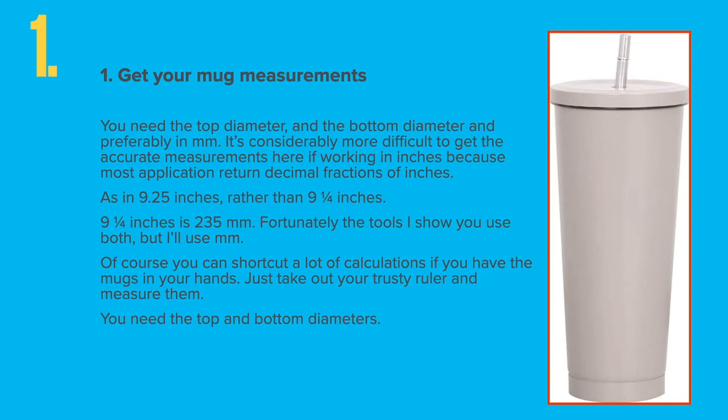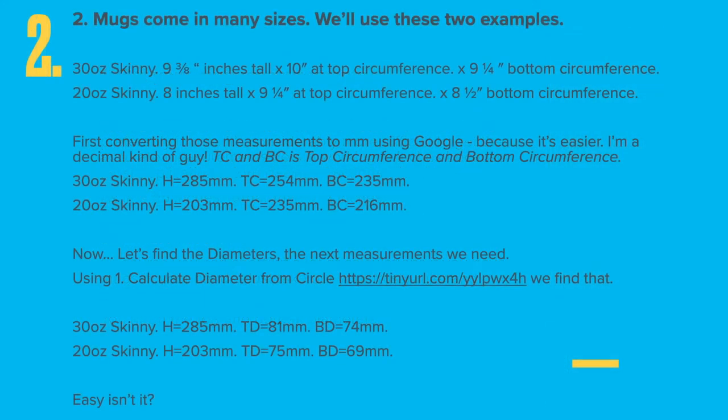Of course, as I say, you can shortcut a lot of calculations. If you have the mugs in your hands, just take out your trusty plastic school ruler and measure them. You need the top and bottom diameters in the end. Now, mugs come in many sizes, and we'll use these two examples. These are all the measurements you'll need, so I'll leave this page here for a moment, or pause it, and read through it. Copy it down if you like.